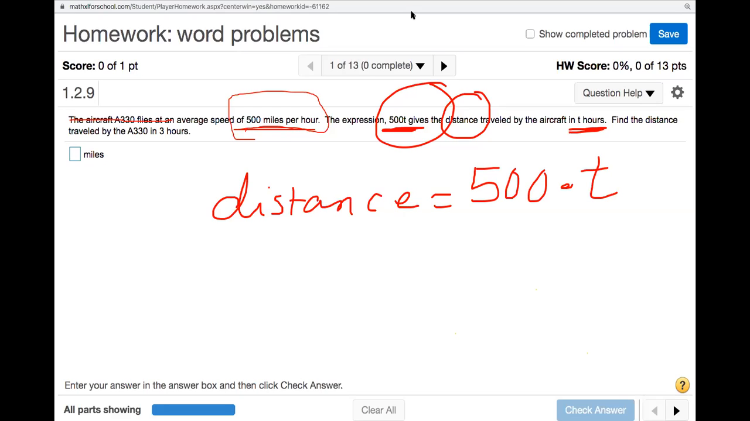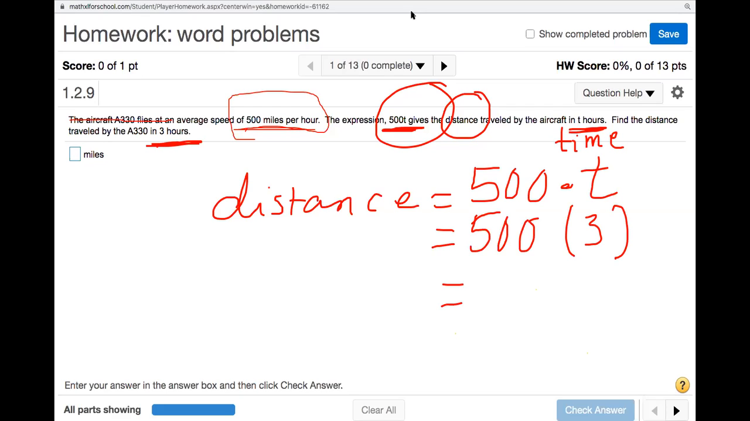500 times t. What does the t stand for? The number of hours or the length of time that this plane has been flying. So if the plane has been flying for 3 hours, guys, how far has it traveled in the 3 hours? What distance has it covered? So you take the 500 miles per hour and multiply it by the 3 hours.